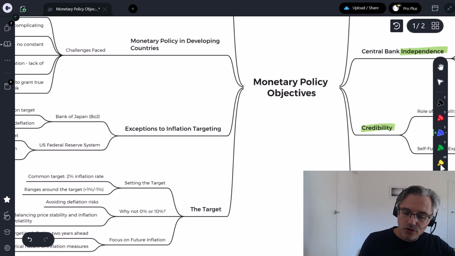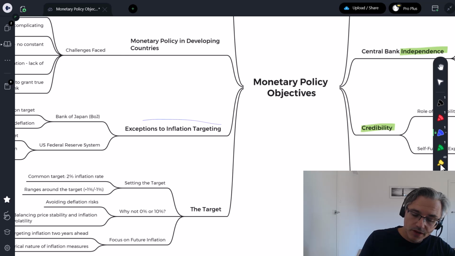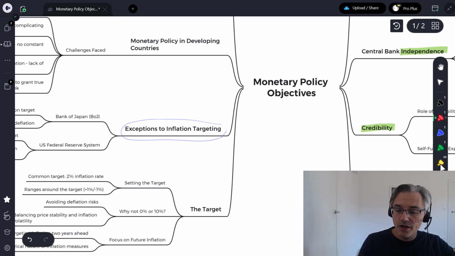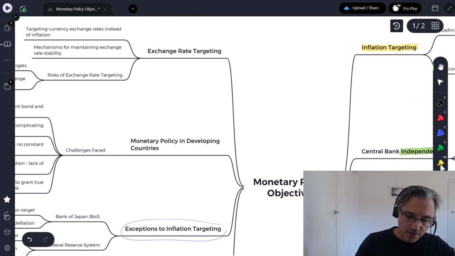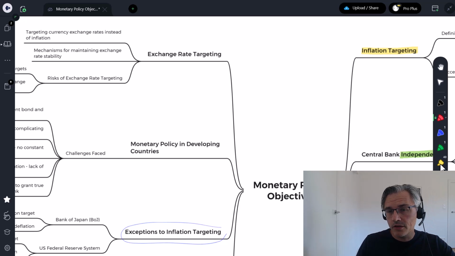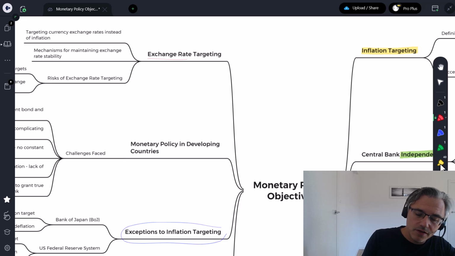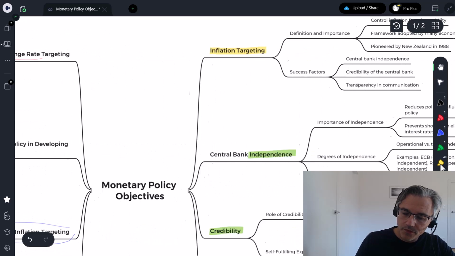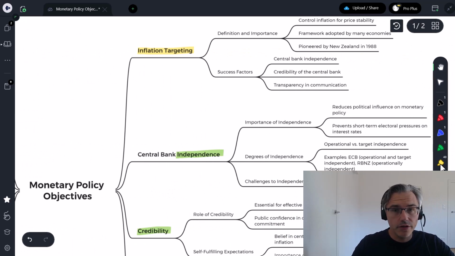We will also mention some exceptions to inflation targeting being the primary objective, and also devote quite a lot of attention to the fact that some central banks pursue, instead of targeting inflation as such, a certain specific level of their currency's exchange rate versus another currency. Very often that other currency will be the dollar. Okay, so let's start over here with inflation targeting.